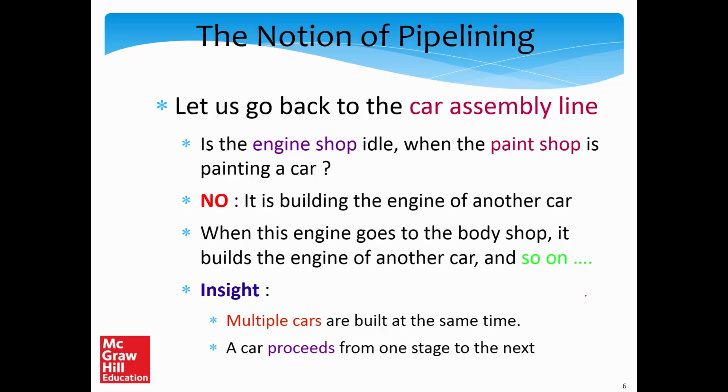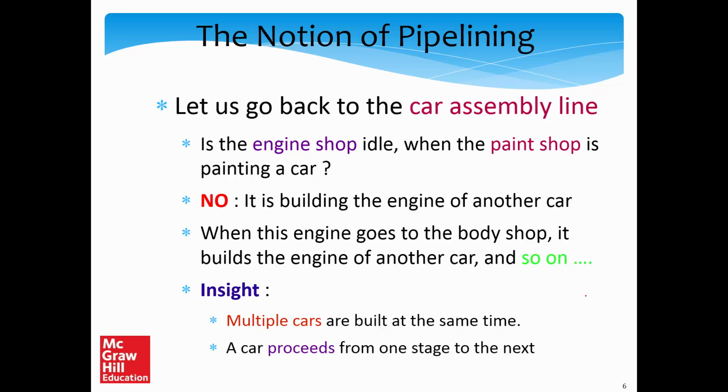Let's go back to our basic example, which is a car assembly line. The question is, is the engine shop idle when the paint shop is painting a car? Well, the answer is no. When we are painting one car, the people at the engine shop are building the engine of another car. When this engine goes to the body shop, what does the engine shop do? It builds the engine of yet another car and so on. The insight is that multiple cars are being built at the same time, and a half-built car proceeds from one stage to the next.